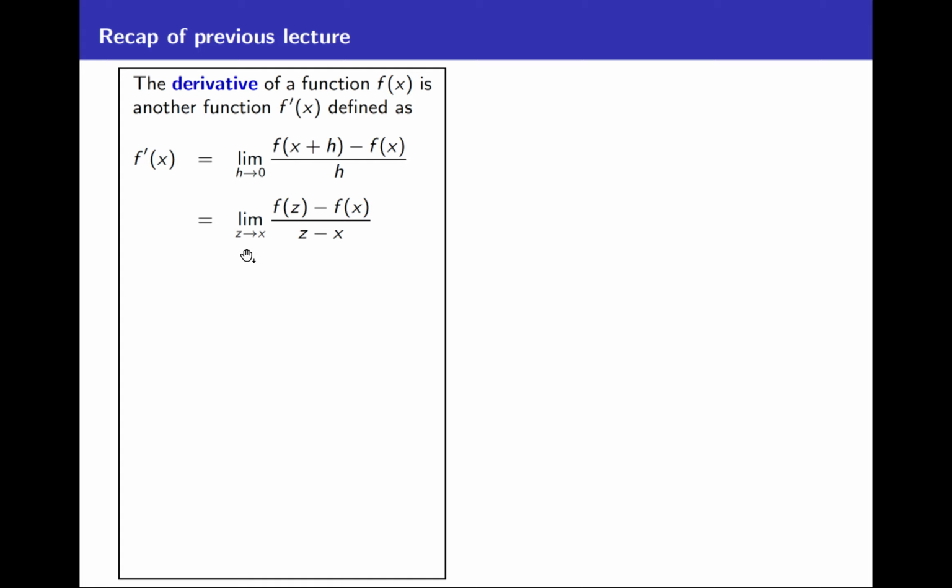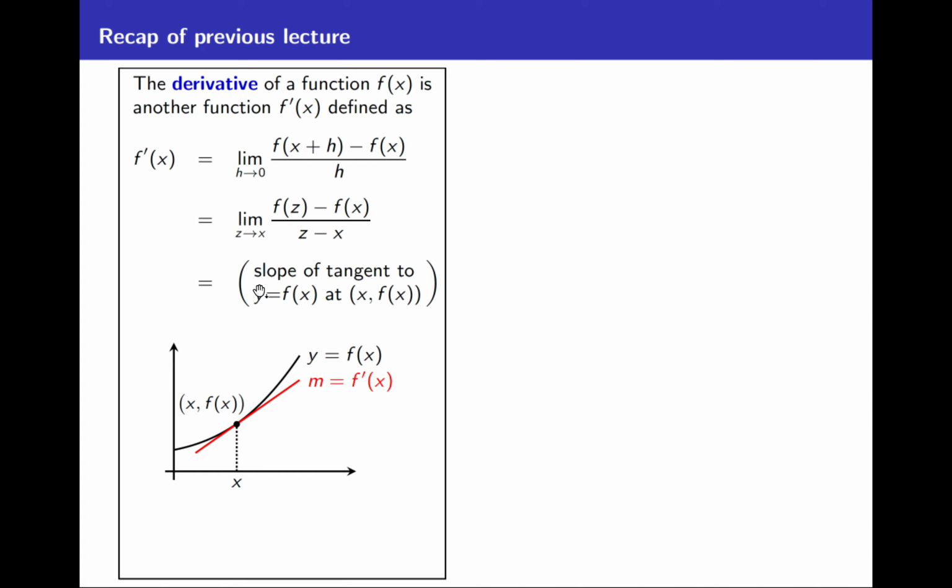We saw that alternatively, we could write this as the limit as z approaches x of f of z minus f of x over z minus x. And whichever limit you use, you get the slope of the tangent to the graph of f of x at the point x, f of x. So the picture is this. You've got the graph of f of x. Pick an x value. Look at the point x, f of x on the curve. Take the tangent line to the curve at that point, and its slope is going to be f prime of x. That's a function of x because the slope of that tangent line depends on the x that you choose.